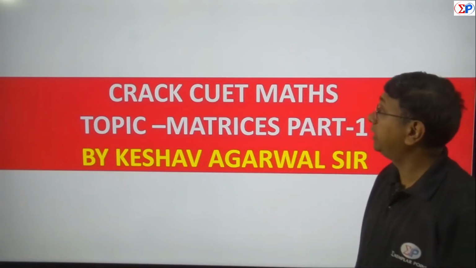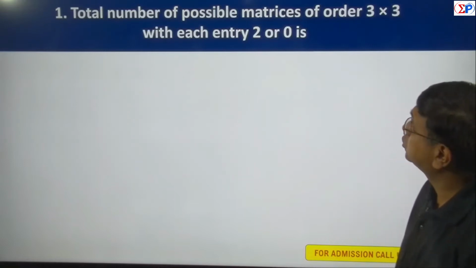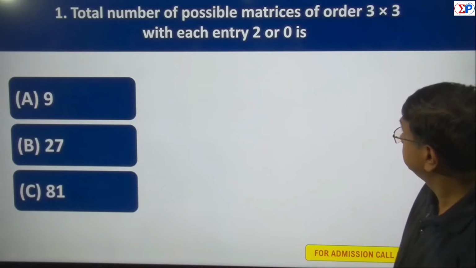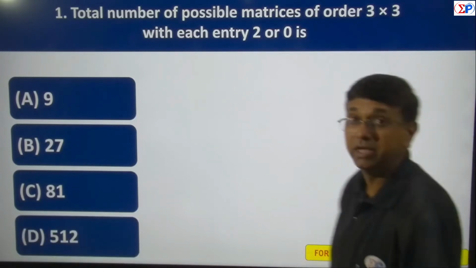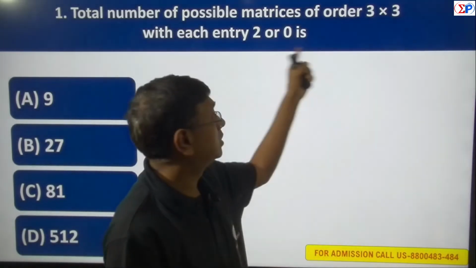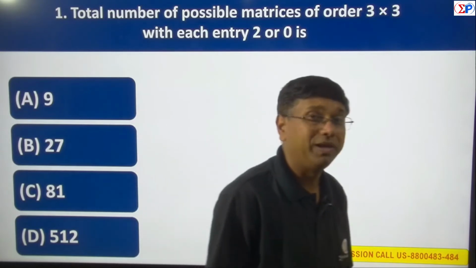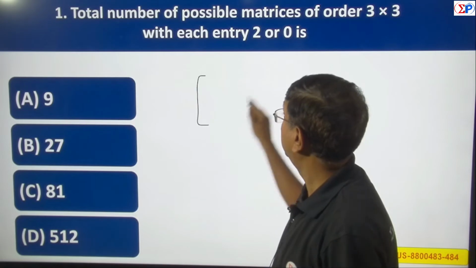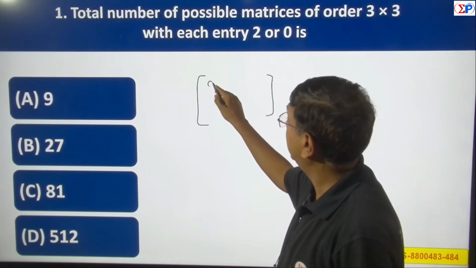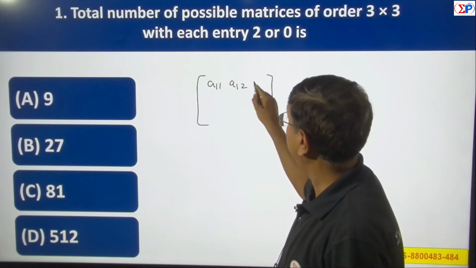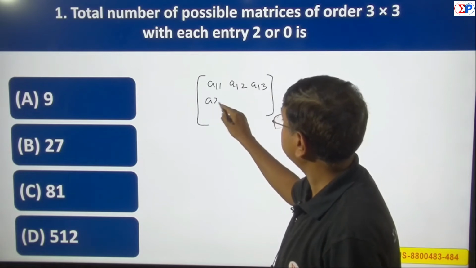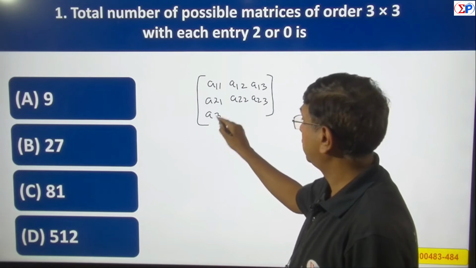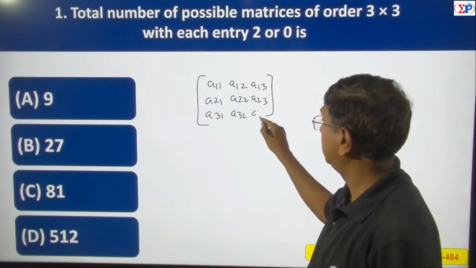So here we get going, guys. So this is the first question. Total number of possible matrices of order 3 cross 3. So one thing is, what is the order? 3 cross 3. So it's going to be 9 elements, which each entry is 0 or 1. So you have here the possible elements as this, right? A22, A23, you have A31, A32 and A33.